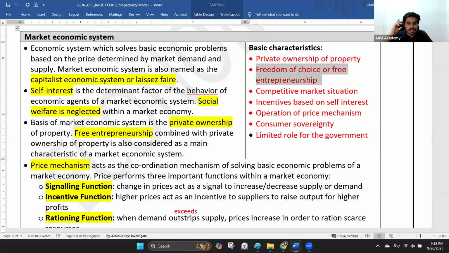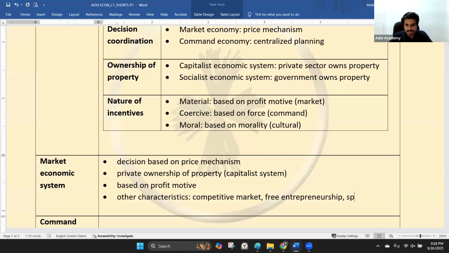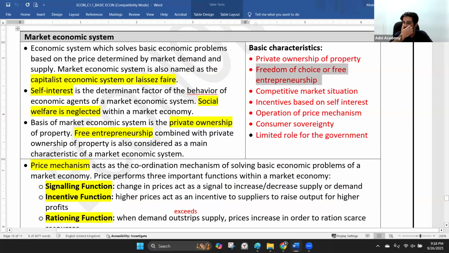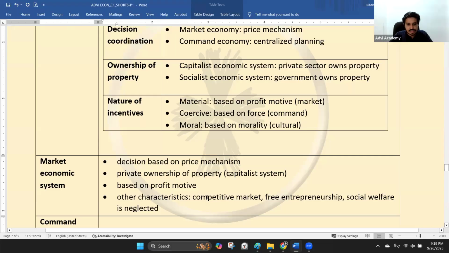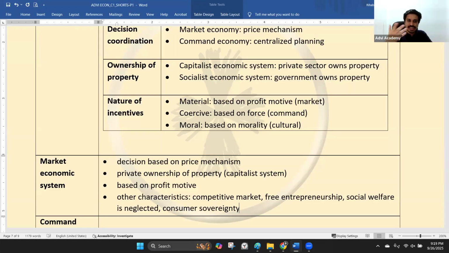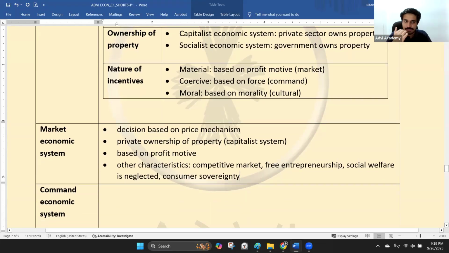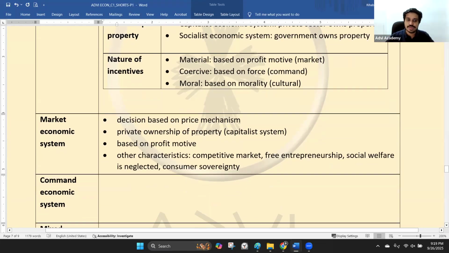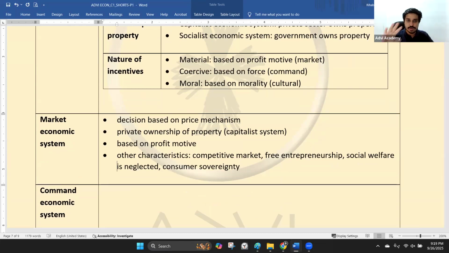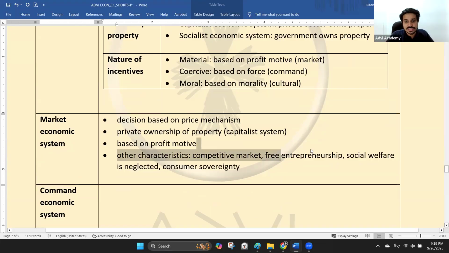With free entrepreneurship, social welfare is neglected. And you can also talk about consumer sovereignty. What do you mean by consumer sovereignty? Who is the consumer? We are the consumers. We get to decide what we want to do. In a market economic system, we can decide. We don't have to wait or listen to the government. As long as you have money, factor income, you get to decide. If you want to come up with a new business on your own, you can. You don't have to get permission from the government or work with the government. You can open your own business.